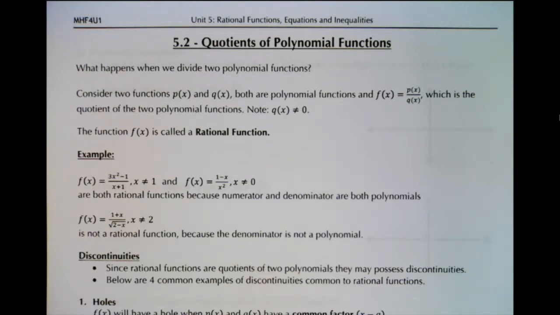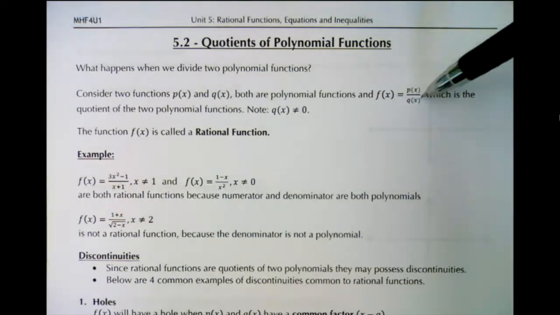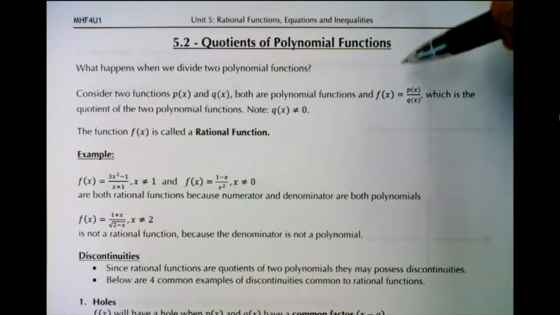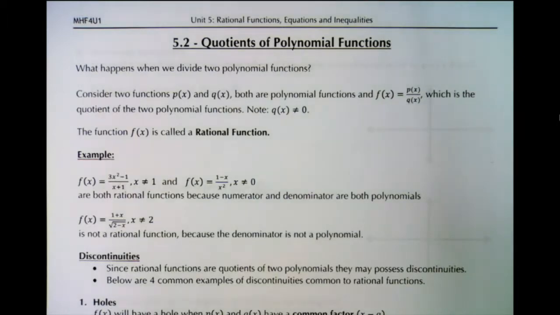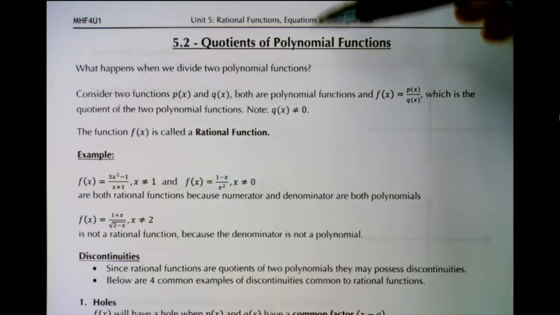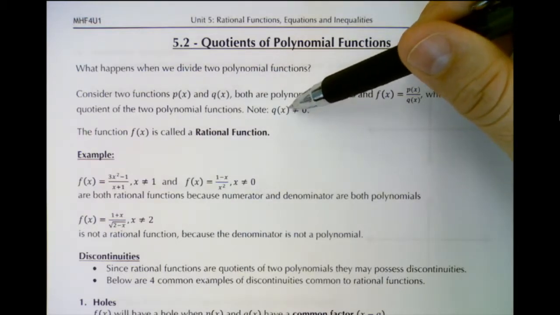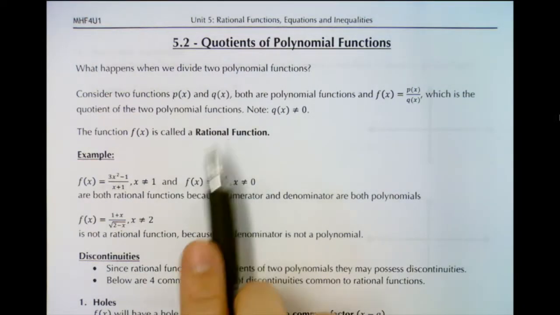In this lesson, we're going to look at the quotient of two polynomial functions. So that would be defined as if we let our function f of x equal p of x over q of x. So we have one polynomial function on top and one polynomial function on bottom. We have a restriction when we are dividing by polynomials because we can't divide by 0. So our restrictions would be that we can't have any value of x that would make the polynomial in the denominator equal 0. This type of function, this quotient of two polynomial functions, is called a rational function.